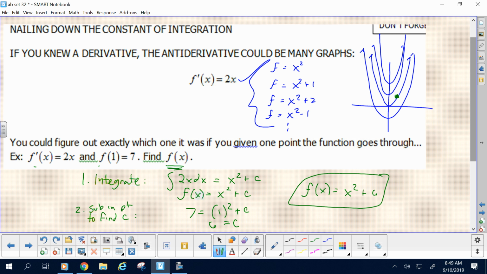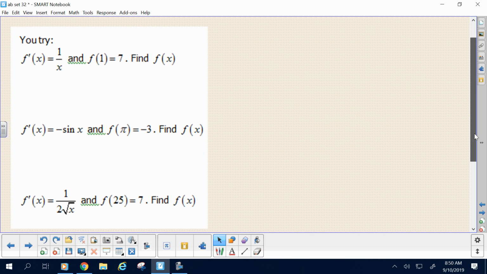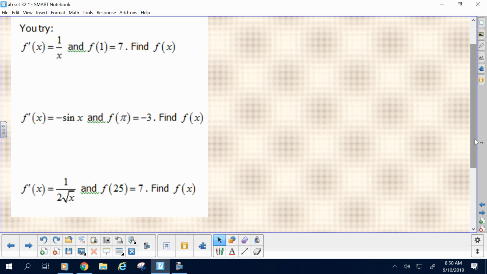You follow? All right. With that in mind, try these on your own. You are integrating and finding the c. Integrate. Pay attention to notation.